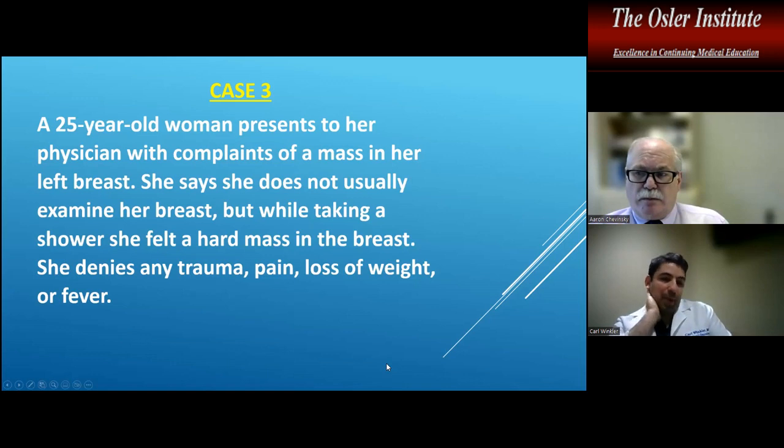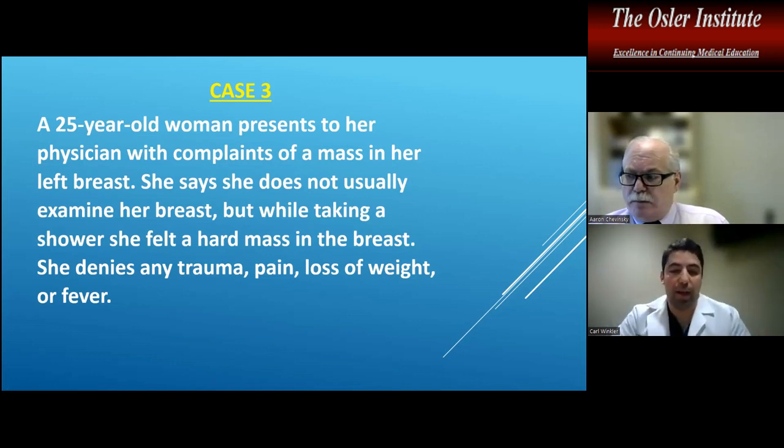So I would explain to her, based on the characteristics that you described, that this is very unlikely to be a malignant lesion. But I do think that it's worth it to pursue a bit further workup. I would get a basic set of baseline labs as well as a bilateral diagnostic breast ultrasound because of her young age.